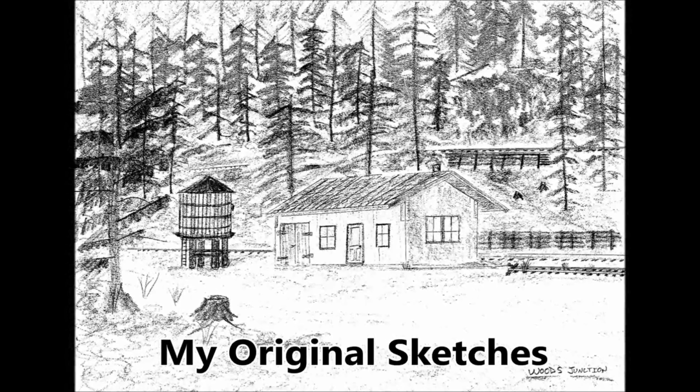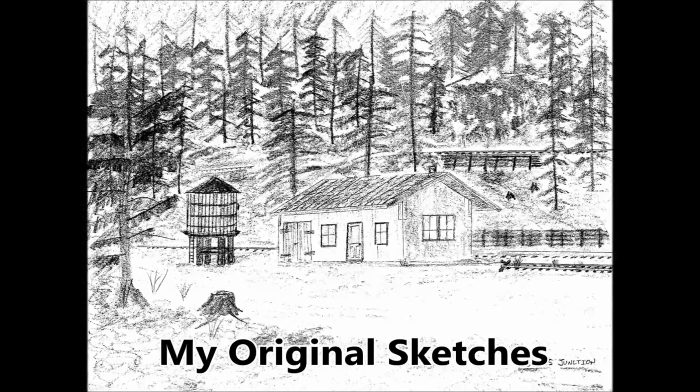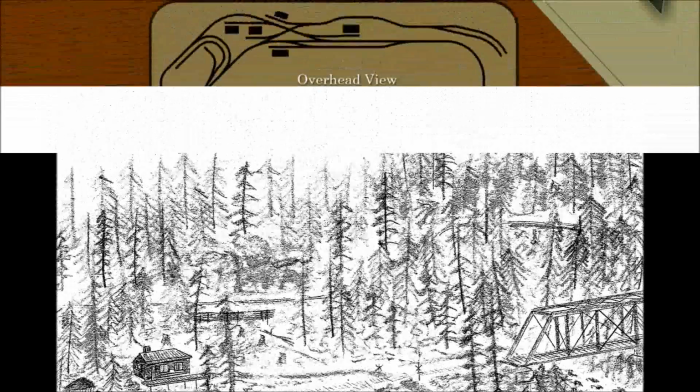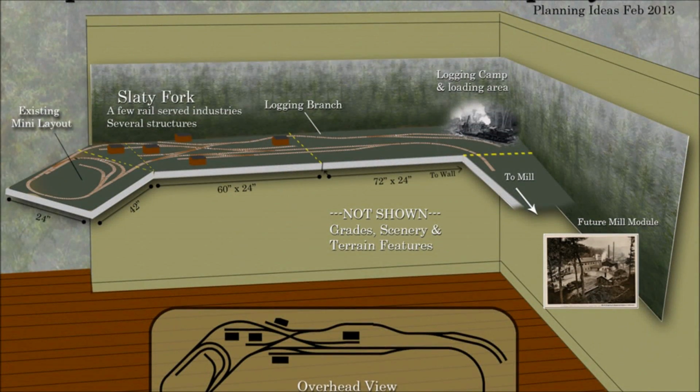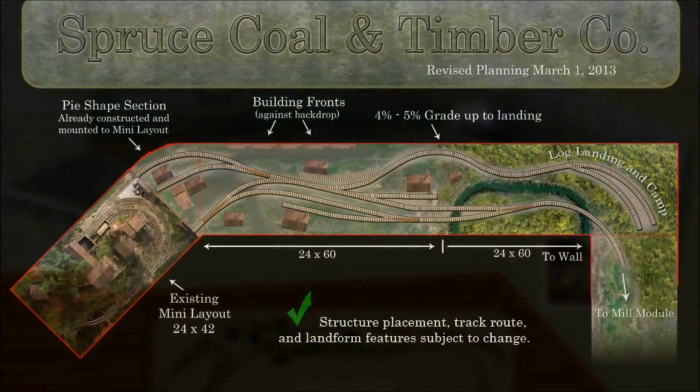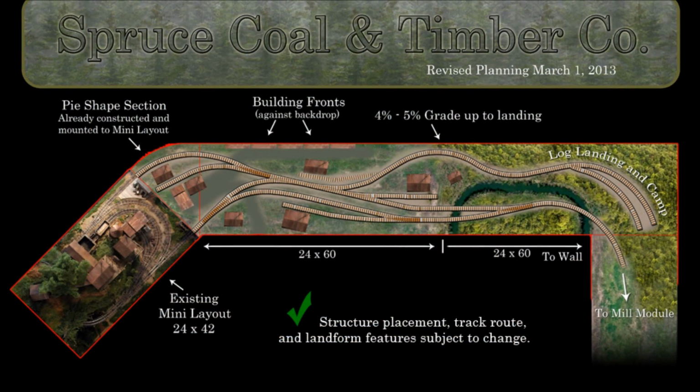small. These are photocopies of some pencil sketches I did a long time ago when I first envisioned the Spruce Cullen timber layout. And here you can see how I made some graphics that helped me get a better idea of what I really wanted to do and how much space I really had to work with. So why am I showing you all of this?